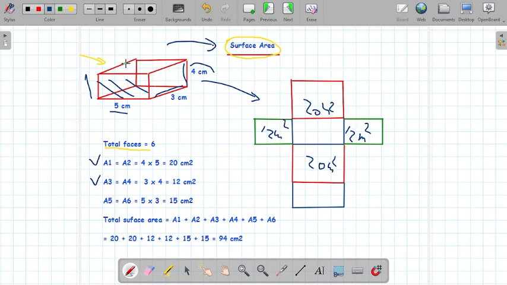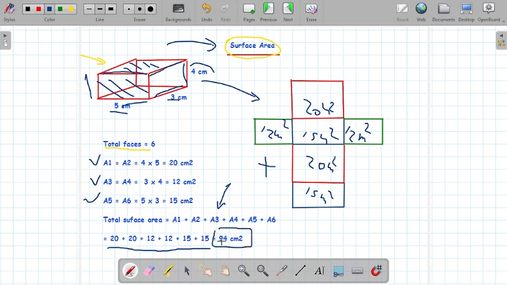Now the last pair, the top pair, has the dimensions of 5 times 3, and it has 2 faces as well. So it will be 15 meters square, and also here I have 15 meters square. Now, since I calculated all the faces, I just add them together to find the total area. So it will be 20 plus 20 plus 12 plus 12 plus 15 plus 15, and the total surface area will be 94 square centimeters. This is how you calculate the surface area.